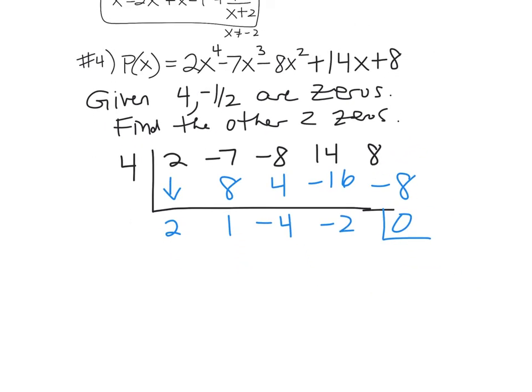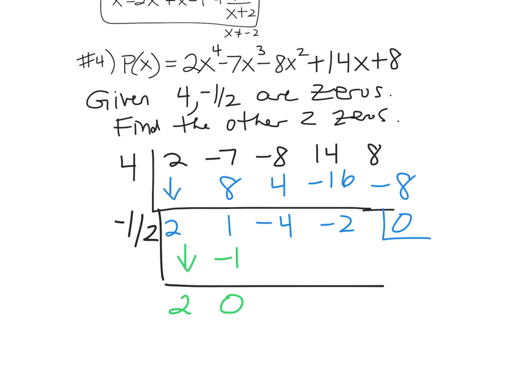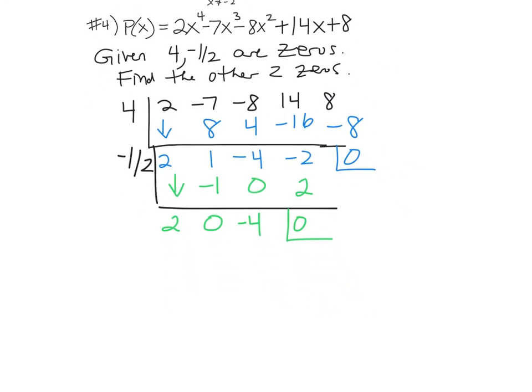All right, then we're going to do it again. And we're going to use negative 1/2 now. Don't worry, I know it's a fraction. You'll be all right. We'll do the whole thing. Bring down the 2. 2 times negative 1/2 is negative 1. You add and get 0. 0 times negative 1/2 is 0. You add negative 4 to 0 and get negative 4. Negative 1/2 times negative 4 is positive 2, and your remainder is 0 again. Yay!